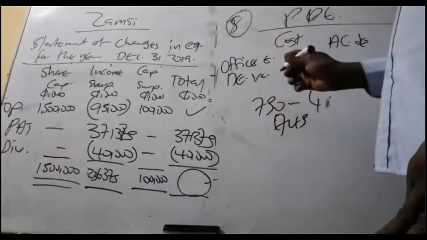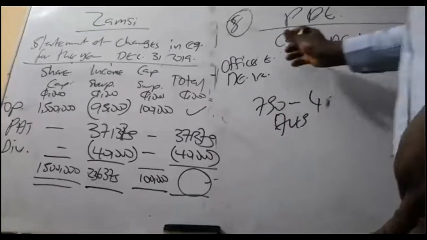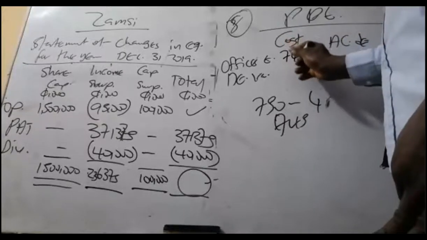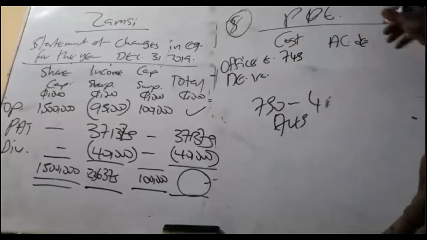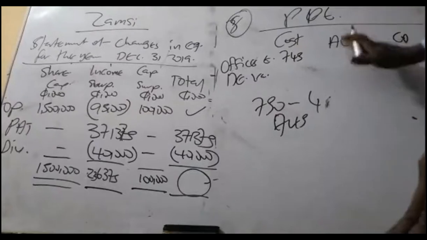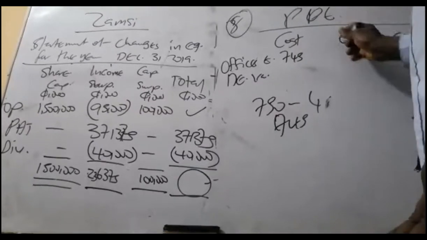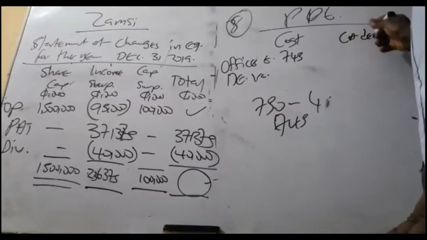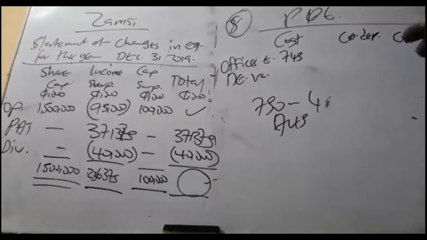So now the cost will be 745,000. This is the current amount. Let me shift this one here small. Okay, so what you have to do is this.